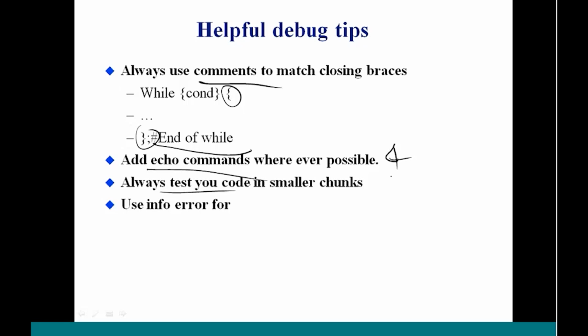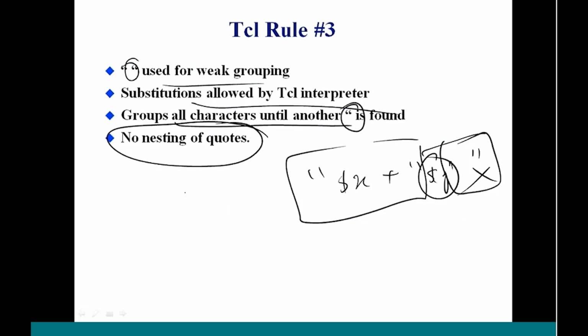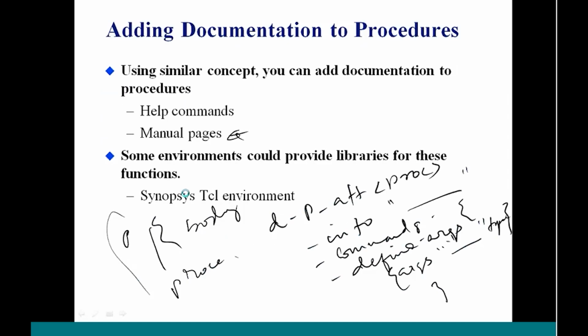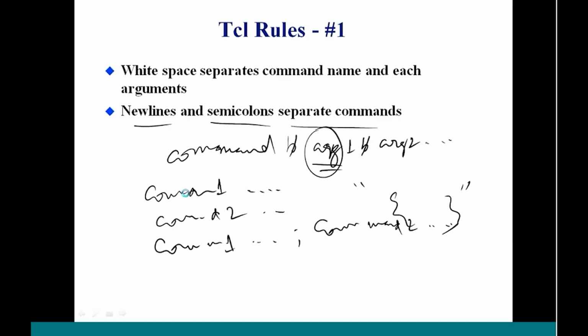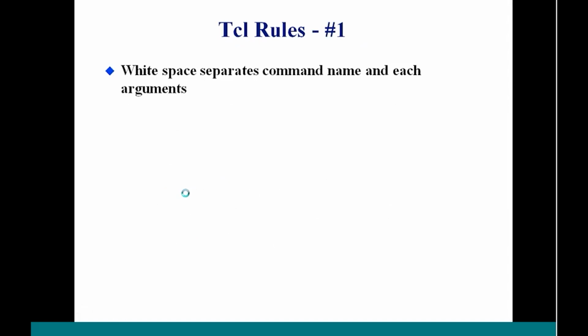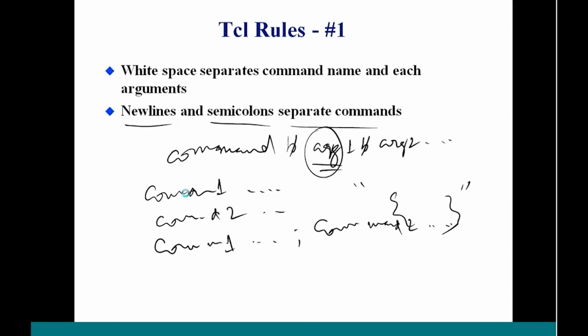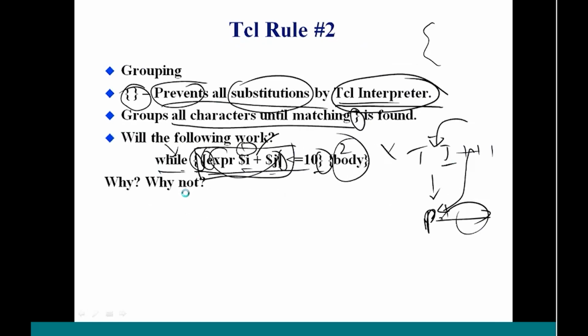Then make sure that you test your code in small chunks, and always use this error info. That is what we saw in the debugging procedure. And then finally we also saw the 6 rules for effective Tcl coding. Rule number 1 is to understand the concept of white space, which separates the command name and all the arguments, and the new lines and the semicolon separate commands. This is a very simple one, just understand this one.